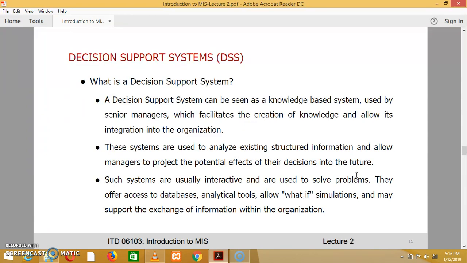This is used by senior managers within a company. So let's say we have a chief executive, chief information officer, and so on. They use this system, as can be seen written there. The first is the creation of knowledge on how the managers can think to allow integration within the organization. Because if we get the correct information from MIS and the TPS, we can know how to connect or integrate this and this to get something.